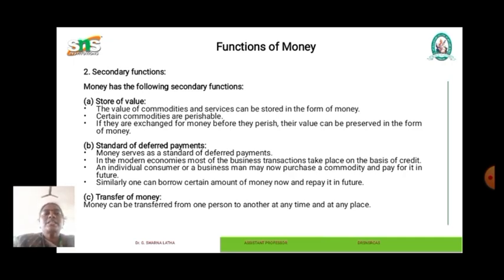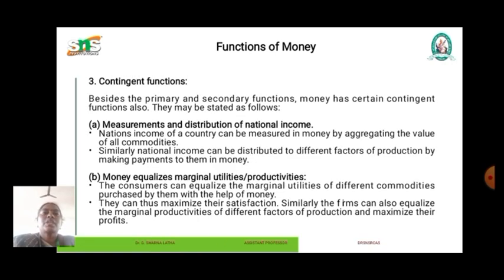The next one is standard of deferred payments. Money serves as a standard of deferred payments. In this, one can borrow a certain amount of money and repay it in future. Transfer of money: money can be transferred from one person to another person, in any place and at any time. The next one is contingent functions.